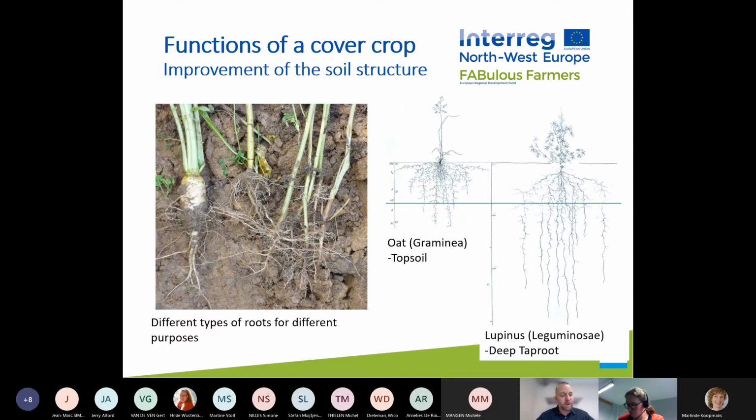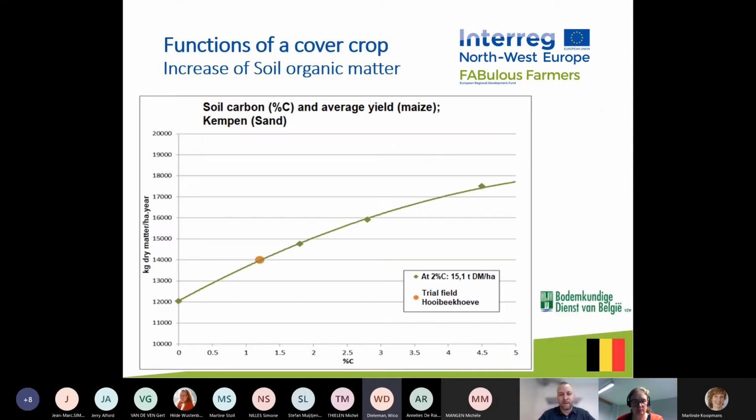And when we have a cover crop on the field, it is improving the soil structure and increasing the water infiltration. This has to do with the greater soil porosity due to the macropores that are formed as roots decompose. So we see here different types also of roots, going deeper and not so deep.